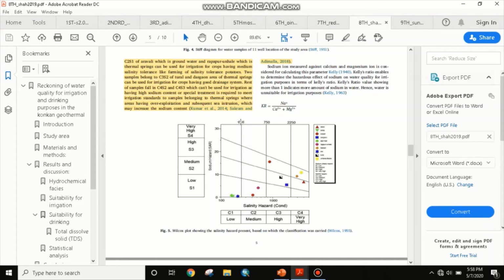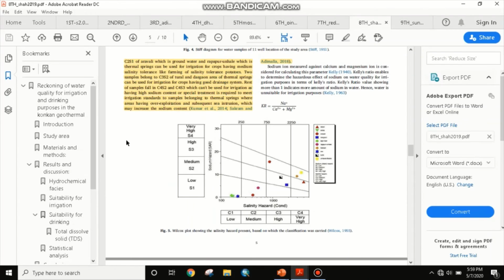So this is the thing they have done through low, medium, high, very high, C1, C2, C3, C4. Those things they have given by using this zone. So here we cannot straightly see the zones which we have seen before in previous articles. We have seen zonation wise in the diagram itself they have given different zones. So this is the Wilcox diagram created through Aquachem software.